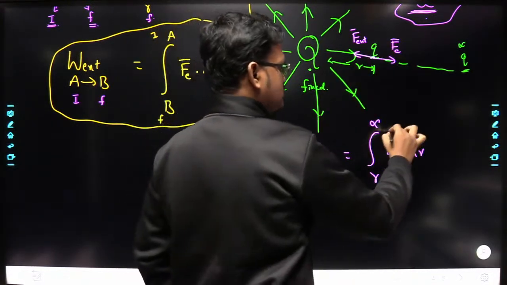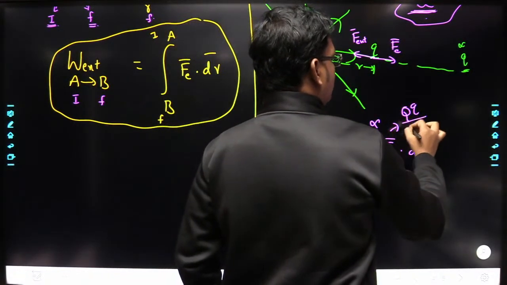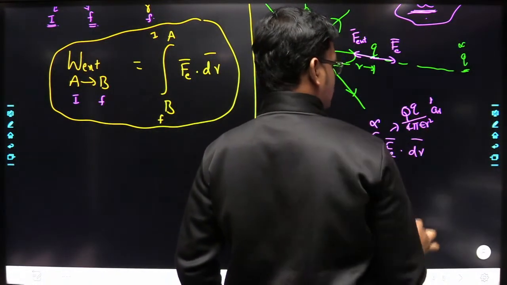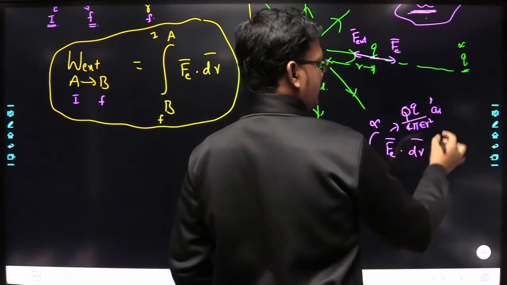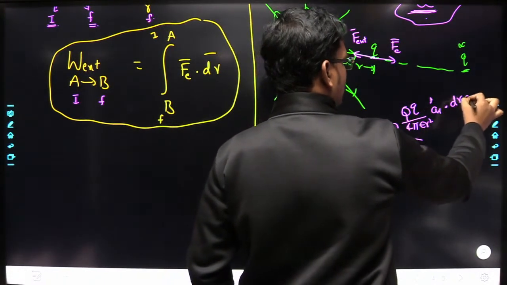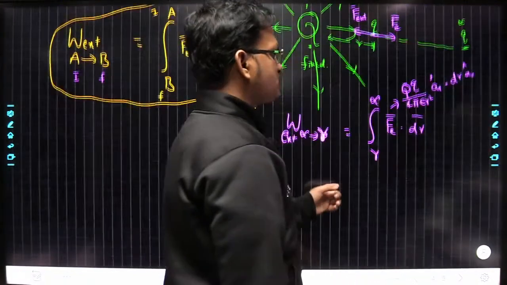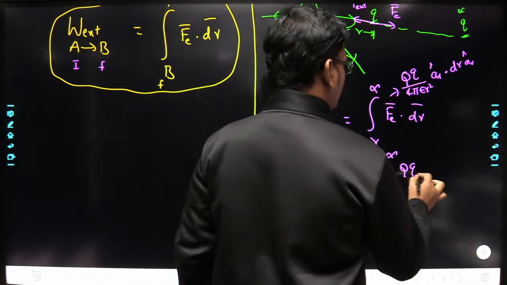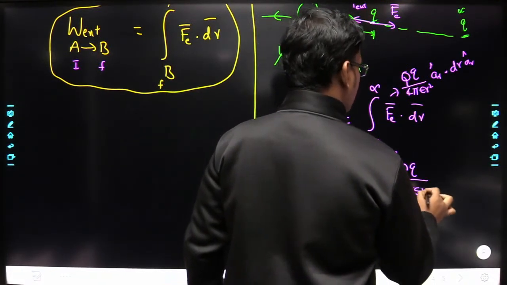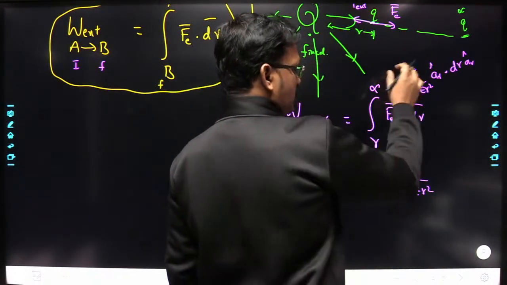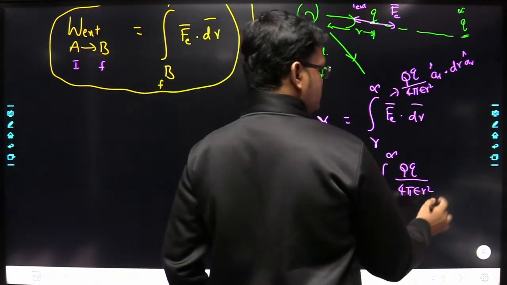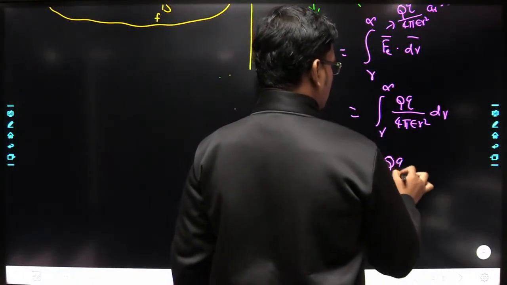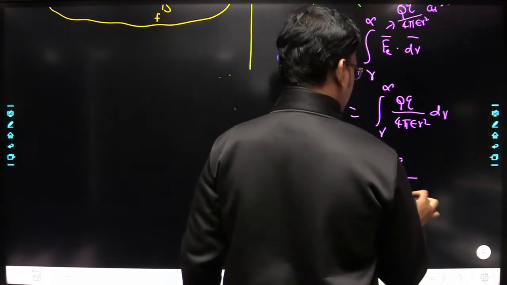What is the electrical force acting on this charge? That is Qq by 4 pi epsilon r square, pointing in the a_r cap direction. This dr, I told you, always take as positive. So dot dr a_r cap. If you solve this integration, the integral from r to infinity of Qq by 4 pi epsilon r square dr, the dot product gets simplified. What do we get here? Qq by 4 pi epsilon into r.